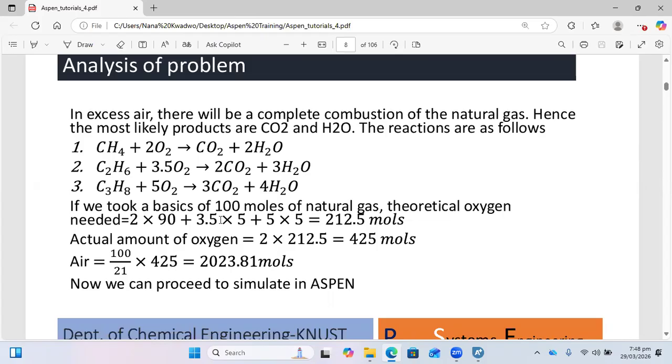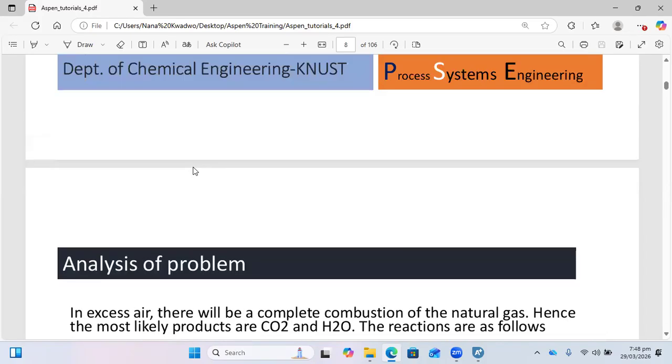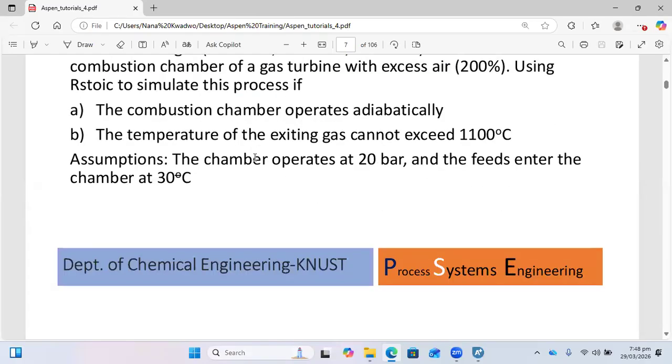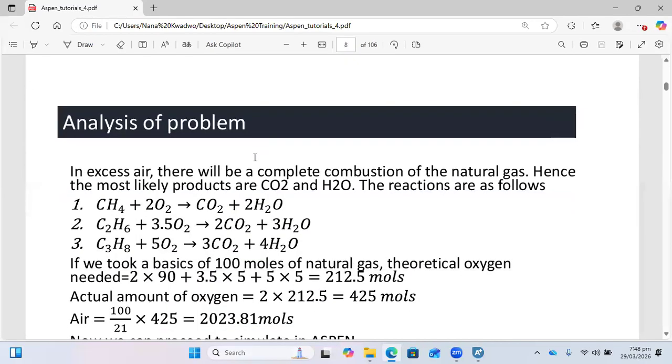So if we are using a basis of 100 moles of natural gas, how many moles of methane do we have? We're told that methane is 90% of what we have in there. So that's for methane. So if it's 100 moles, then 100 kilomoles, 90 kilomoles or 90 moles, whichever basis we are using. So here it's in moles. So 90 moles would be for methane. So if 1 is to 2 moles of oxygen, then 90 would be equal to 90 times 2. So that's why we have this here.